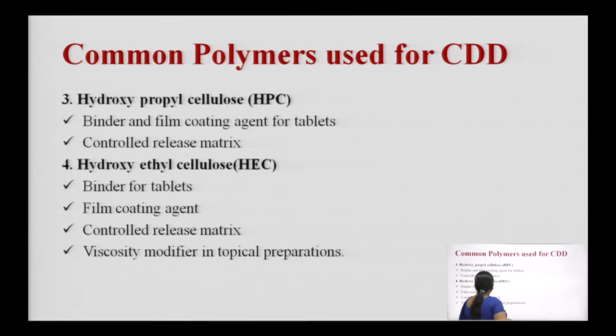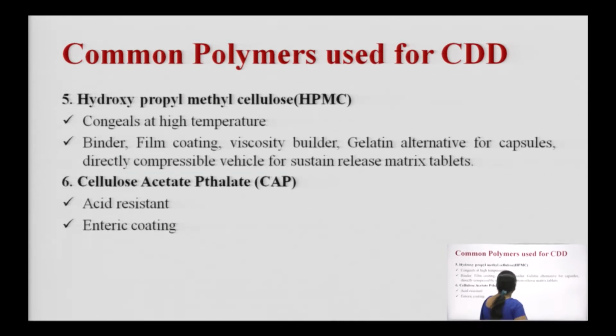Another example is hydroxyethyl cellulose. Hydroxyethyl cellulose is again useful as binders for tablets. It is useful as a film coating agent and forming matrices for controlled drug delivery. Besides, in addition to these three applications, it can be used as a viscosity modifier in topical preparations to enhance the viscosity of the preparation which is to be applied topically, because that will further increase the contact time of the drug and hence improve the drug bioavailability.